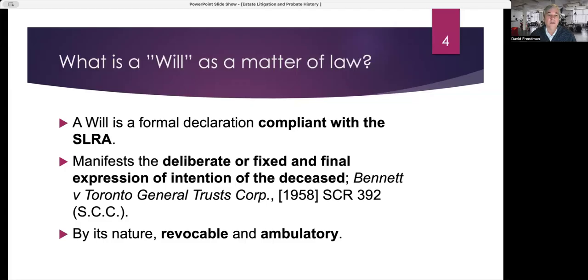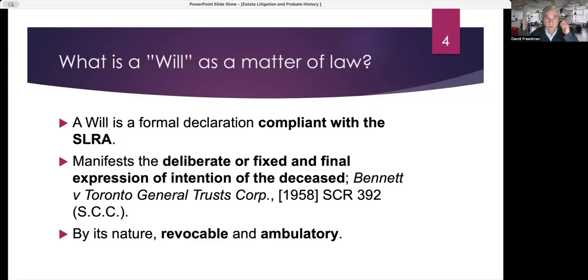represents the deliberate or fixed and final expression of the intentions of the deceased. Is this document intended by the deceased to be given effect after their death with respect to their property? If we're unsure about that, then it's not a will.